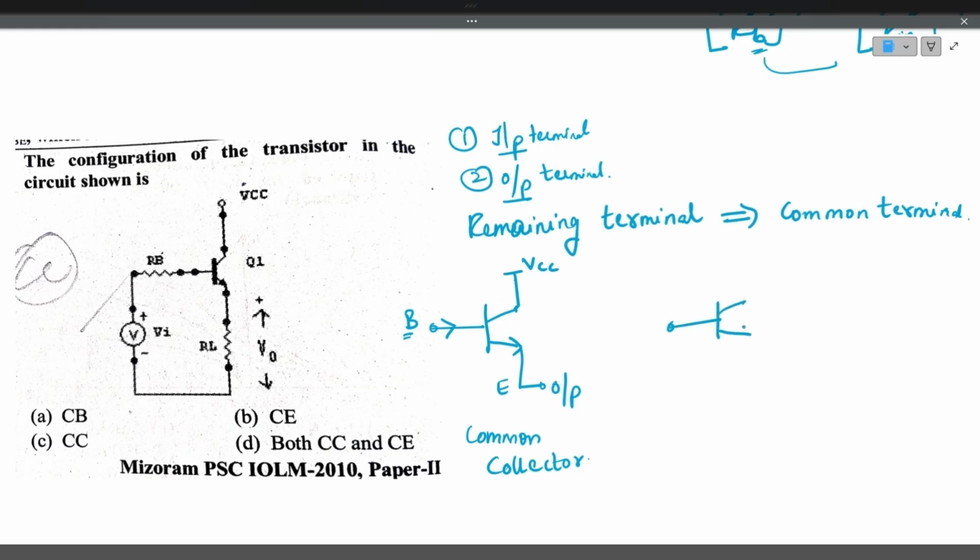Similarly, I will draw one more circuit. This is the transistor. Input is given at the base, output is taken across the collector. Now you tell me what kind of configuration this is. Input is at the base, output is at the collector. So this is a common emitter configuration, because the remaining terminal is the emitter only.